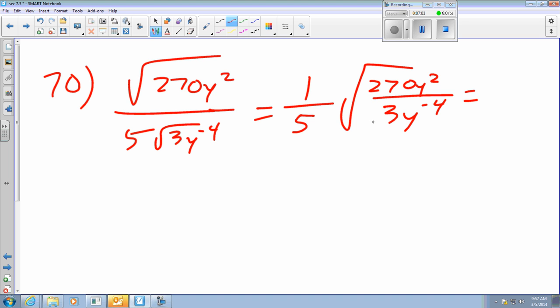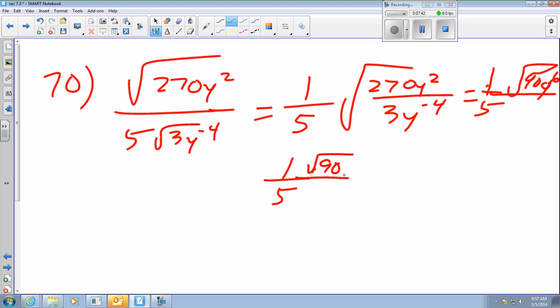When I simplify, I get 270 divided by 3 gives me 90, and y squared divided by y to the negative 4th. You subtract when you divide, so 2 minus negative 4, minus negative makes it plus, so I get y to the 6th. Notice that everything is on the numerator now. Nothing stayed in the bottom, all that moved out. So I'm left with 1 over 5 square root 90y to the 6th.